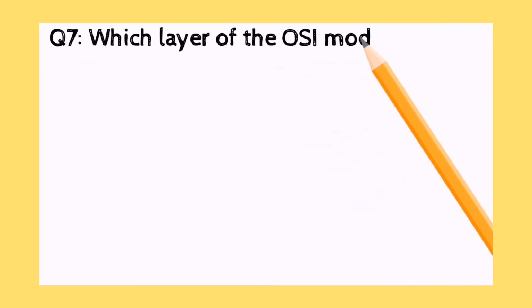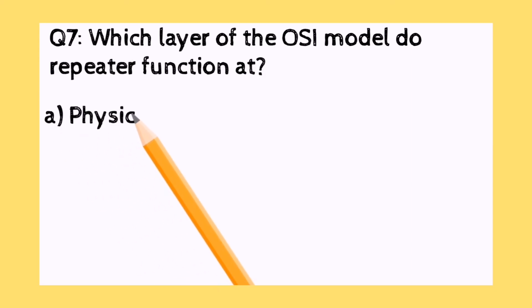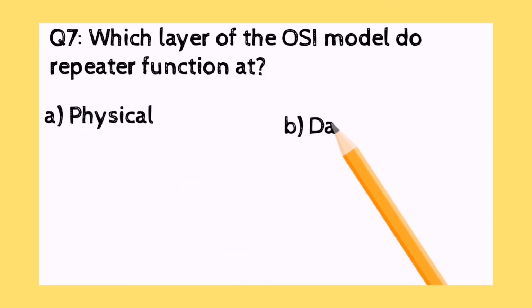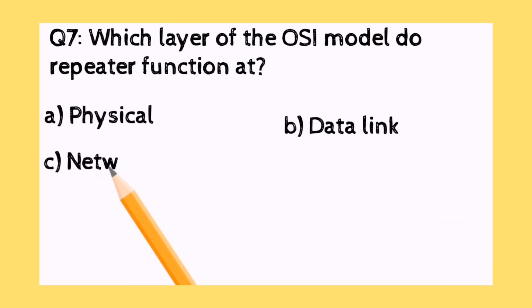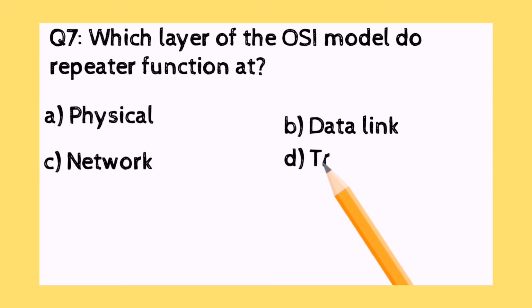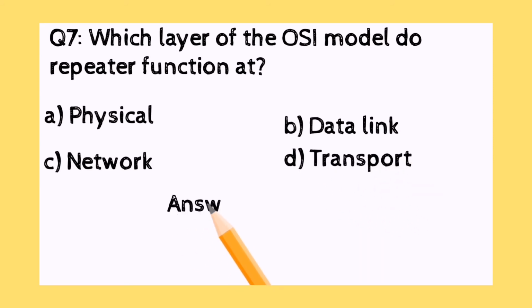Question number 7. Which layer of the OSI model do repeaters function at? A. Physical. B. Data link. C. Network. And D. Transport. So the correct answer is option A, Physical.